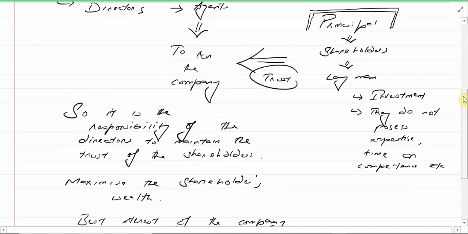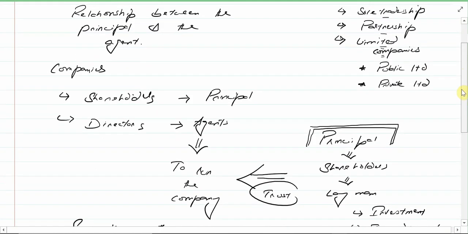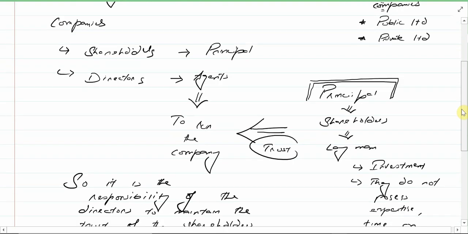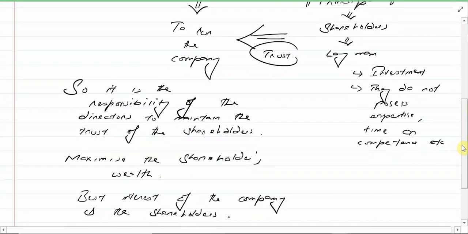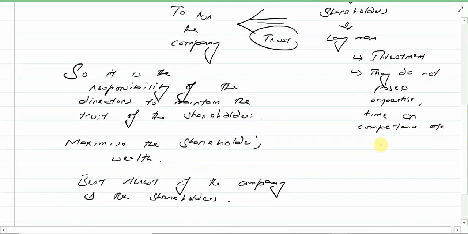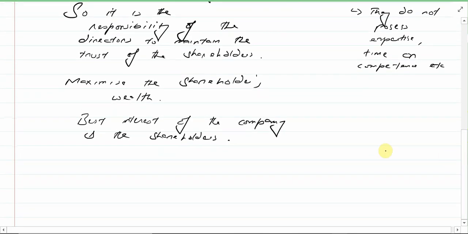So the context is that agency theory is the relationship between the principal and the agent. In the companies, the principals are the shareholders who have the investment. The directors are the agents who are running the company on the shareholders' behalf. Because shareholders are assumed to be laymen, they do not have the time, expertise, or competence to run the company. That is why they hire the directors to run the company on their behalf. So it is the responsibility of the directors to run the company in the best interest of the shareholders and try to maximize the shareholders' wealth.